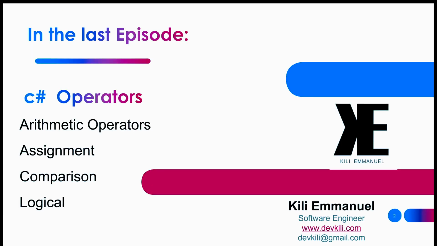In our last episode, we looked at C# operators, that is the arithmetic operators, assignment operators, comparison, and also the logical operators. So if you have not watched part 7, please go and watch part 7. The link is in description. Then proceed to part 8.